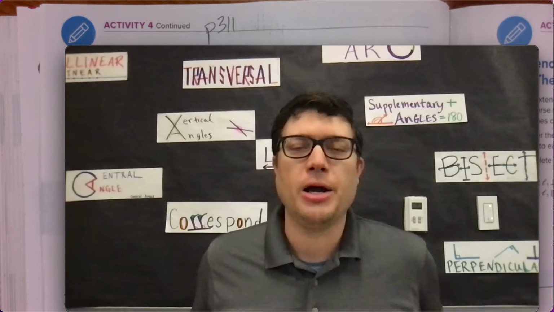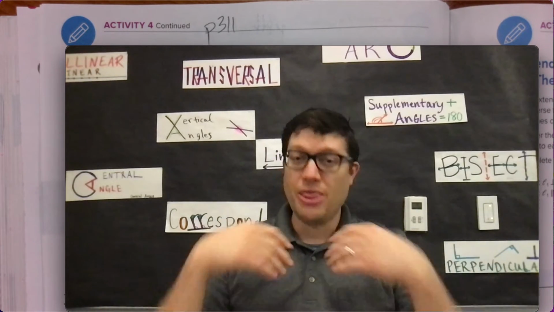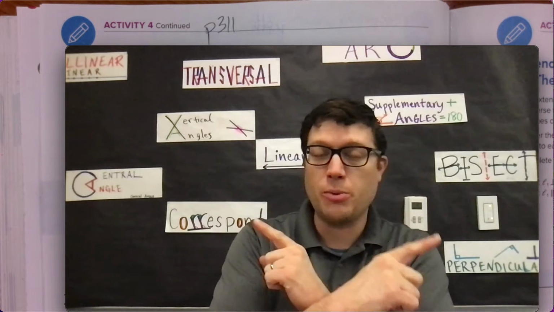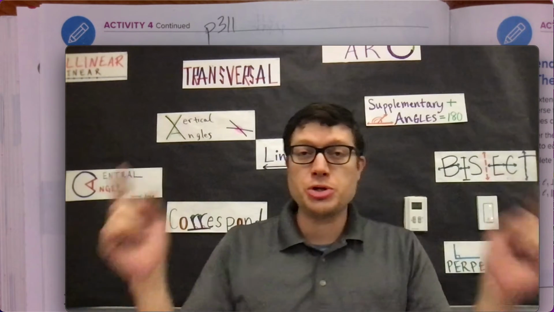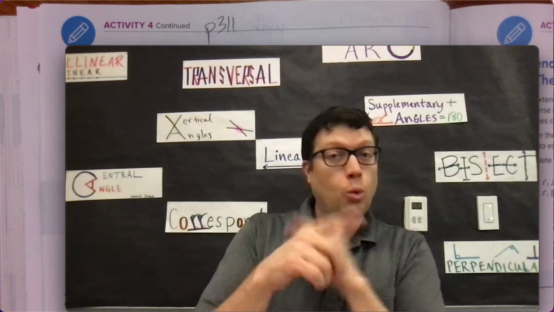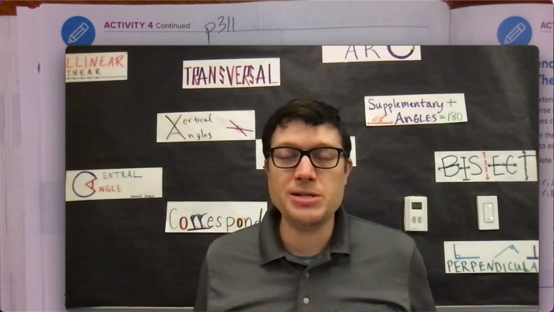Up. We're on page 311. We're continuing our proofs on the converse of parallel line theorems, like alternate interior angles are congruent. That means the lines are parallel, but we can switch them. We can say if the lines are parallel, then the alternate interior angles are congruent. One of them is the converse. One of them is the original statement.